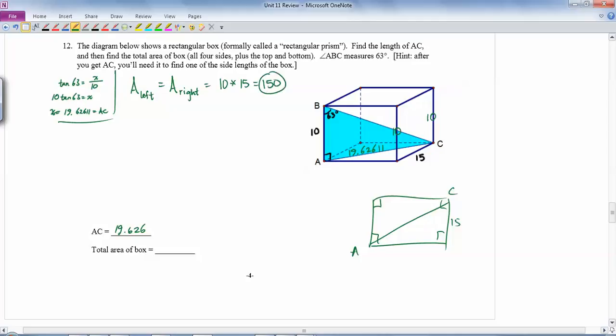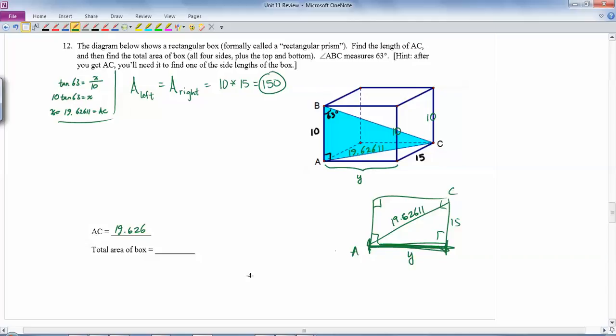The front of the box, this part right here, well, anyway, the front of the box, we know it's 10 by whatever this length is. So we've got to solve for that. Now notice AC we already figured out. This is the base of the box here, the green rectangle that I drew in. So this part right here is 19.62611. And if I knew what this was, I'll call that y, then I could figure out 10 times y would give me the front of that box.